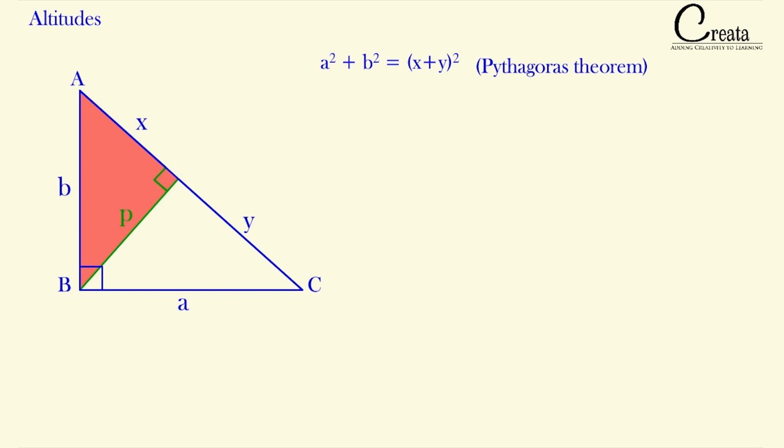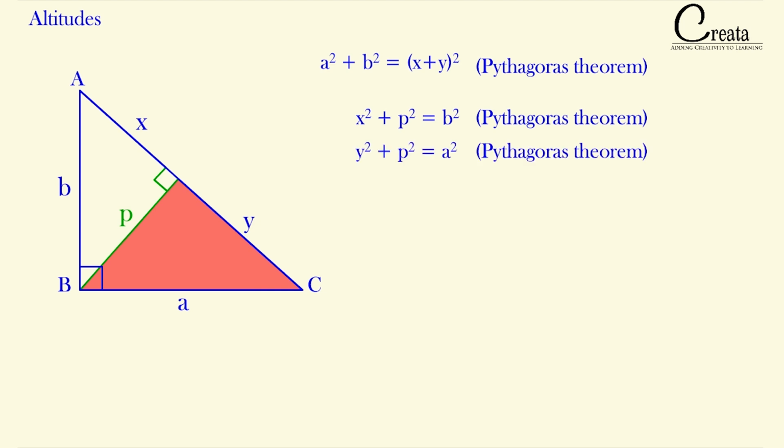Let's do so. Here the side B is the hypotenuse. Hypotenuse is the side which is opposite to the 90 degree angle. Here this angle is 90 degrees, so we can say B is the hypotenuse and x and p are the legs for this triangle. So we get x square plus p square is equal to b square. Similarly, if we apply the Pythagoras theorem in this triangle, we get y square plus p square is equal to a square. Let's add both of these equations.